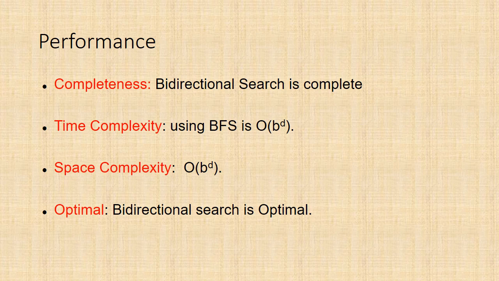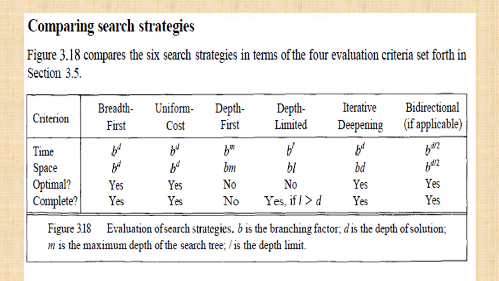The performance measures of bidirectional search: bidirectional search is complete if we use BFS in both searches. The time complexity of bidirectional search using BFS is O(b^(d/2)). The space complexity of the bidirectional search is O(b^(d/2)). The bidirectional search is optimal. The comparison of the six search algorithms is given in the table.